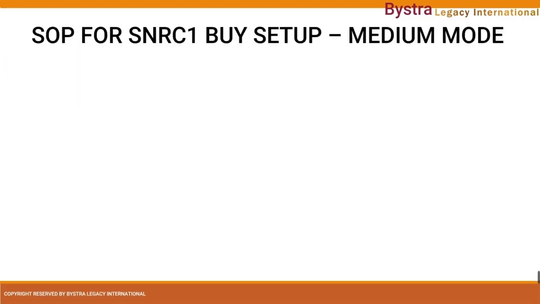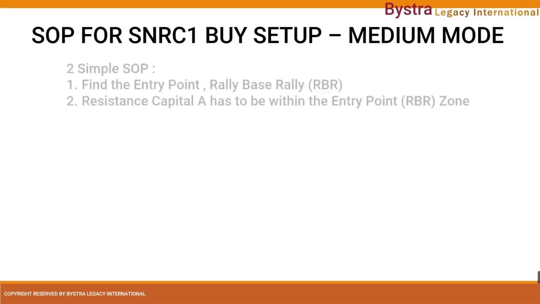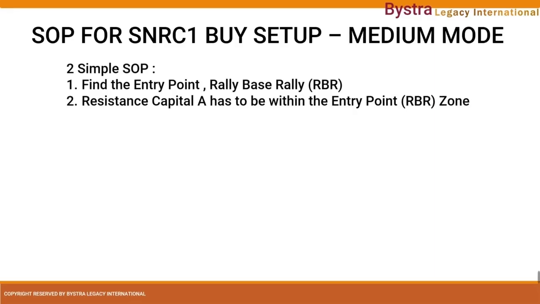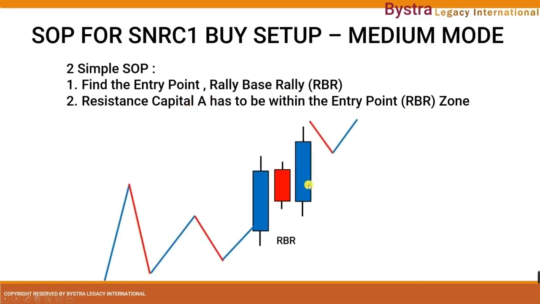Let's have a look at the SOP for the SNRC1 buy setup. This is a medium mode. So the SOP is actually very simple. First, of course, we must always find the entry point for the buy setup, which in this case is the rally base rally. And remember guys, the capital A, which is the resistance, has to be within the entry point zone. So this is an example.